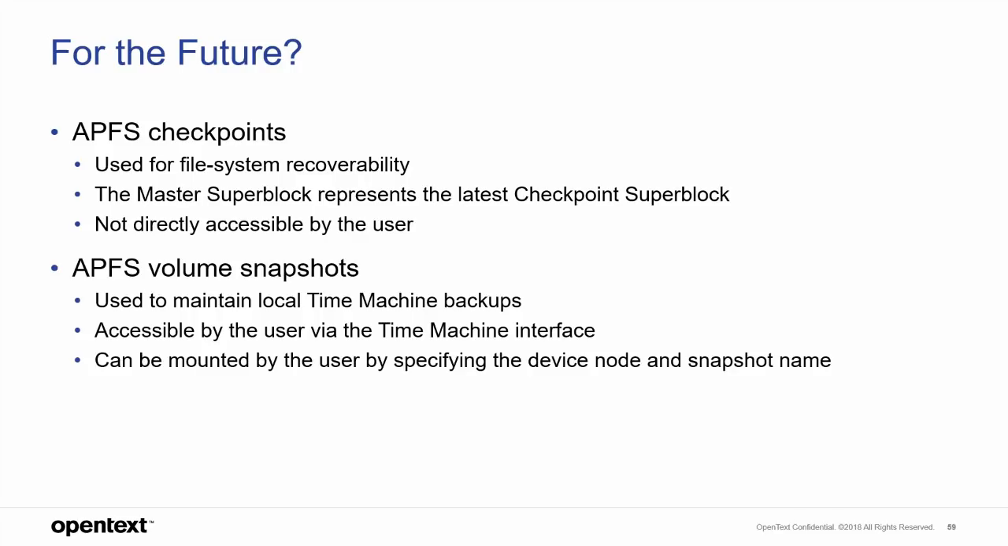Volume snapshots are used to maintain local Time Machine backups. They are accessible via the Time Machine interface. They can also be mounted with the mount command by specifying the device node and snapshot name. Both provide additional scope for APFS data recovery but aren't yet supported by EnCase. That said, we can use an EnScript to demonstrate the principles of checkpoint recovery.